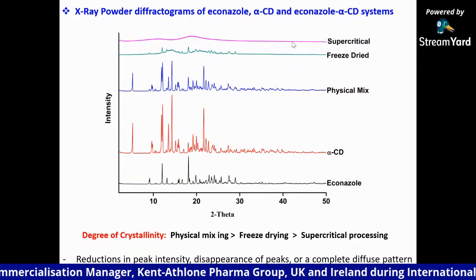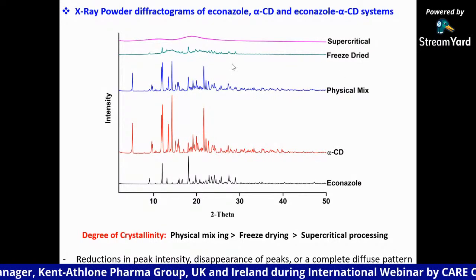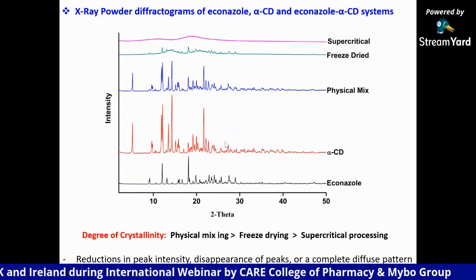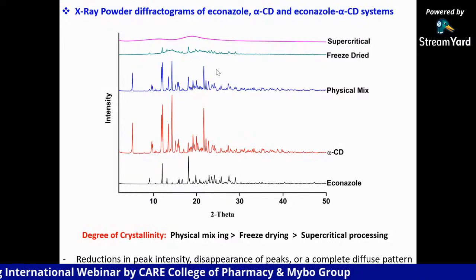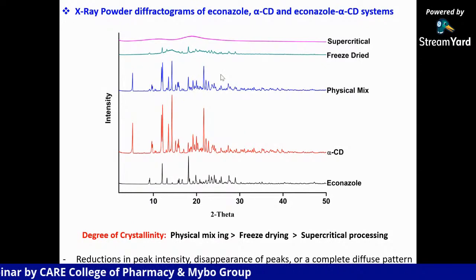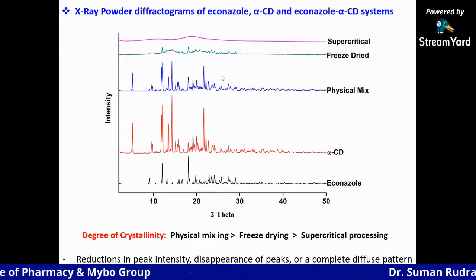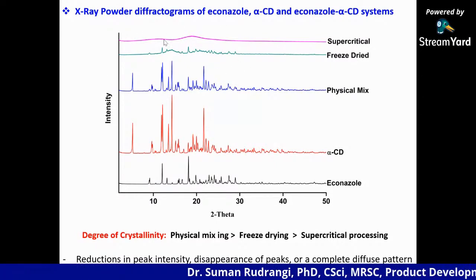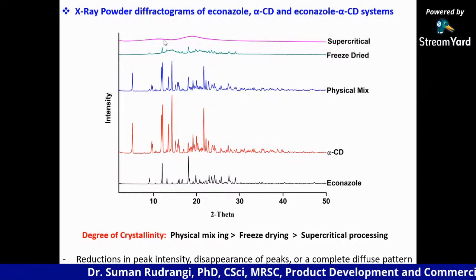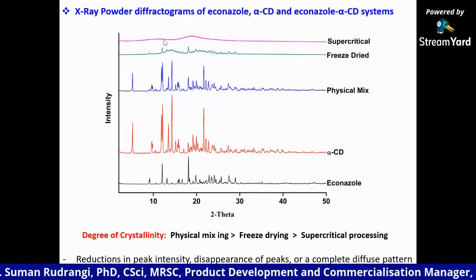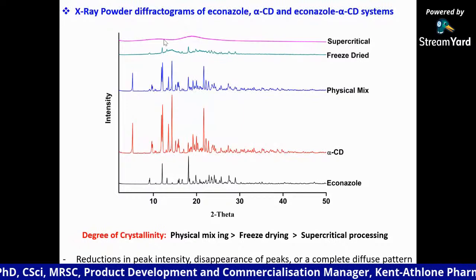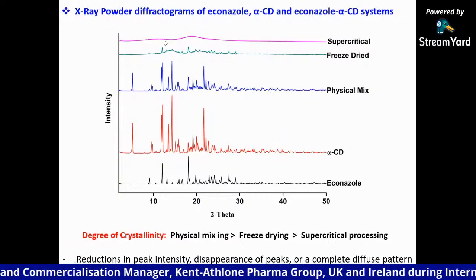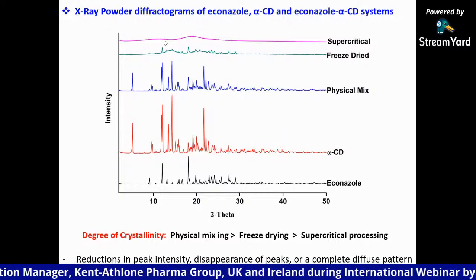And here we can see the intensity got very much lesser, and many of the crystalline characteristic peaks of econazole and the cyclodextrin got diminished with a very lesser intensity. Finally, in the supercritical systems, we can just see amorphous halos, just two halos. So from these images, we can see the degree of crystallinity is very much higher for physical mixed products when compared to the freeze-dried and finally to the supercritically processed products.